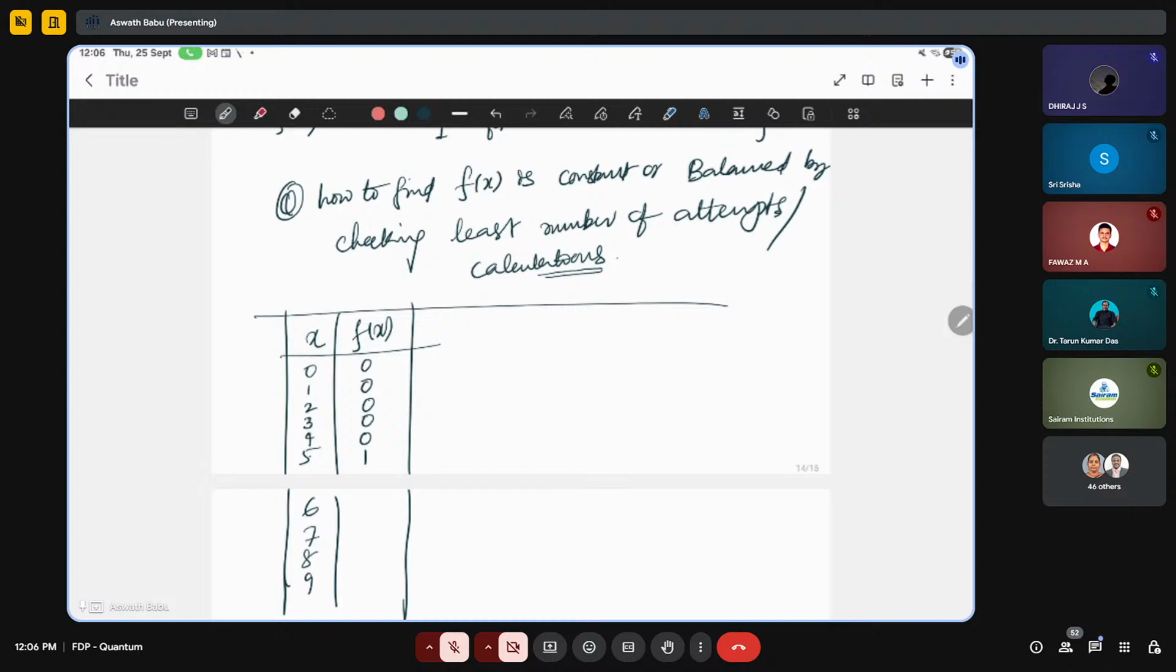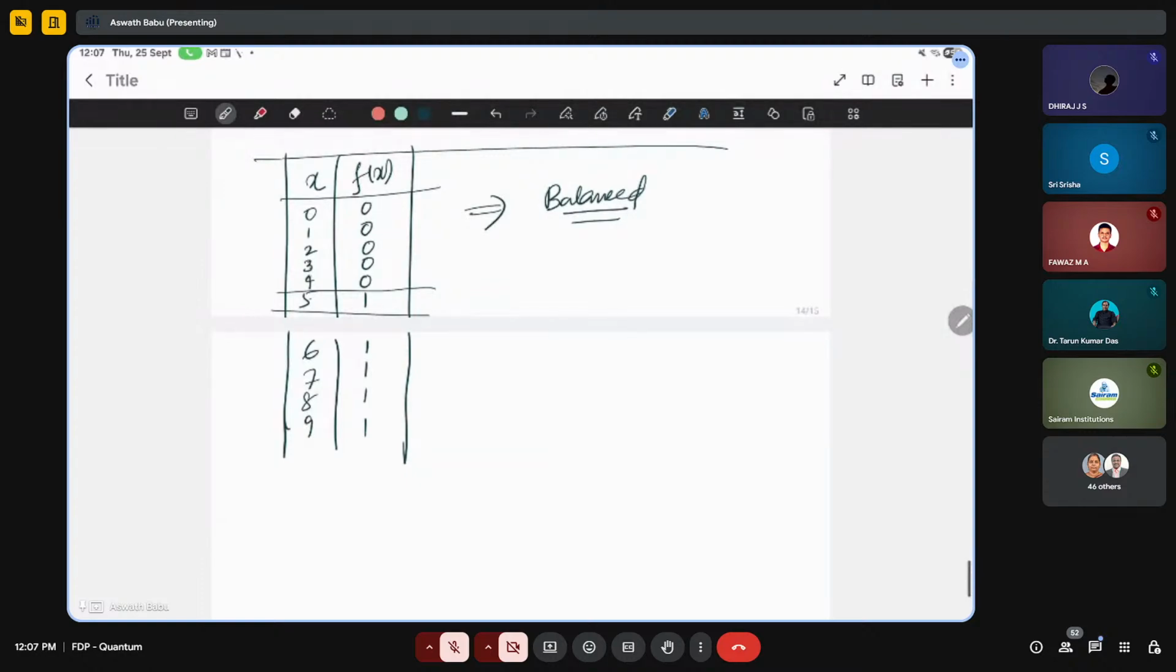If the next one is 1, sorry, if the sixth entry is 1, means I can simply ignore and not calculate the remaining values. Because for half of the values, it has already given 0. For the remaining half, if the next value is 1, the function is balanced. Otherwise, let's say if the next value is 0, no need to calculate, no need to find it for the remaining values.